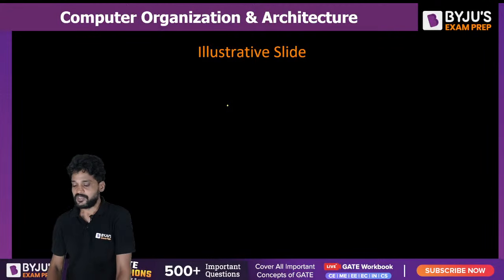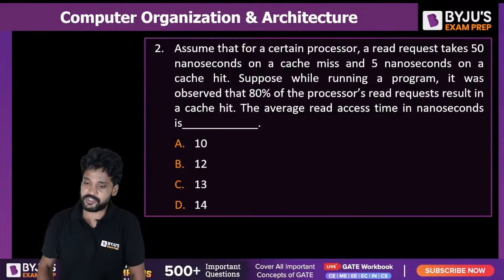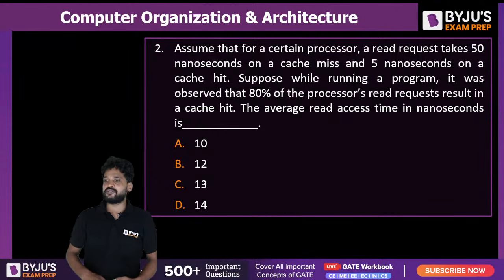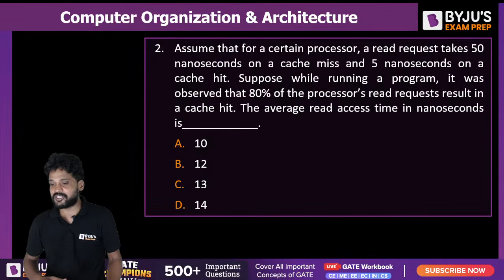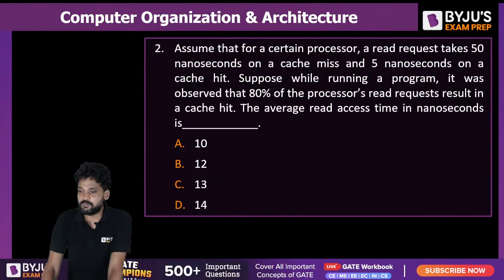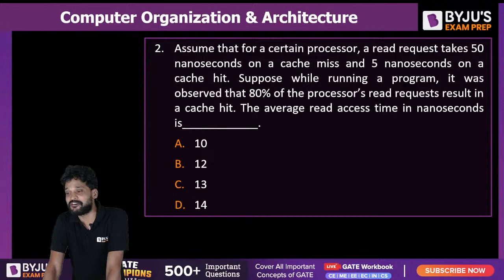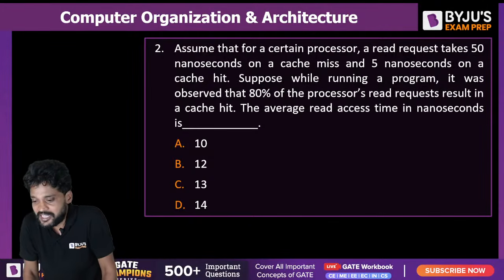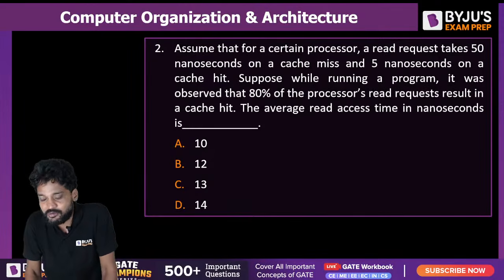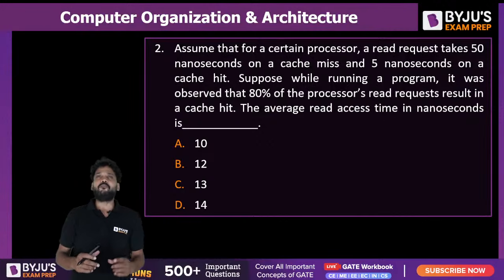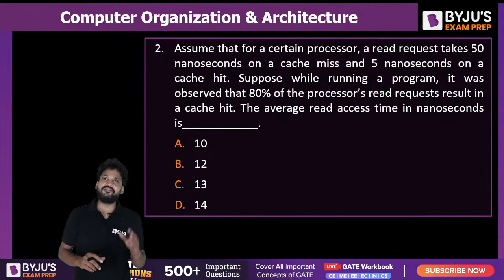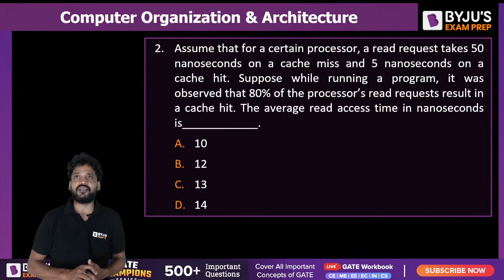Now, the next question is: assume that for a certain processor, a read request takes 50 nanoseconds on a cache miss and 5 nanoseconds on a cache hit. Suppose while running a program, it was observed that 80% of the processor's read requests result in a cache hit. The average read access time in nanoseconds is. It is one more important topic in the entire memory chapter, that is average memory access time. Generally, how do we calculate average memory access time?